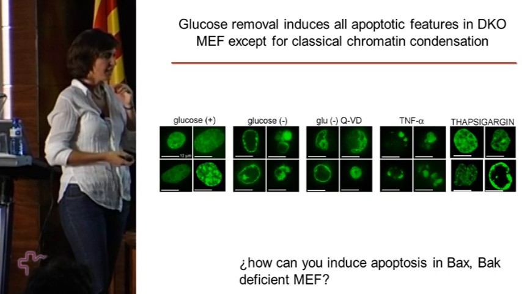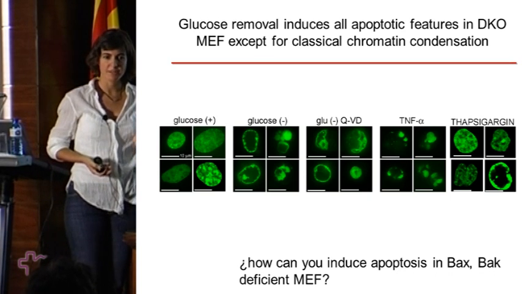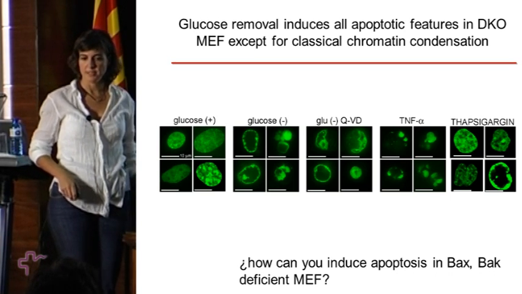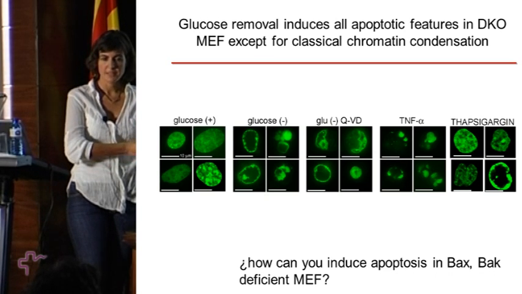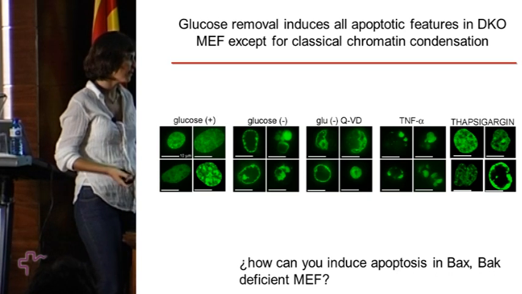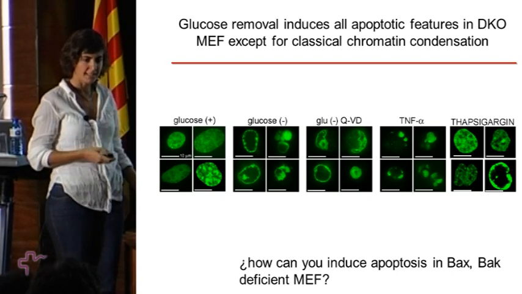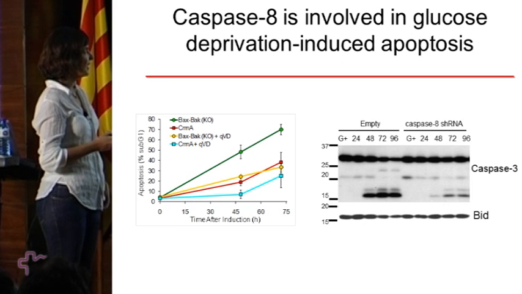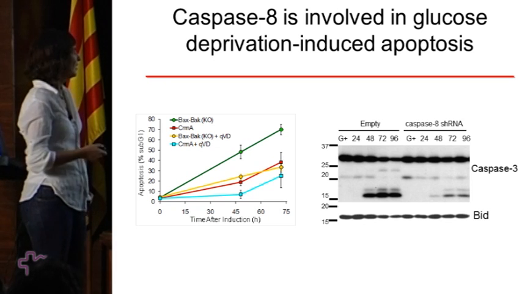But the question was, biochemically, how is it possible that you induce apoptosis in BAX-BAK deficient MEFs? So after a lot of tests to demonstrate that the mitochondrial pathway is totally inactivated, that there's not a problem with our model, that there's not another possibility of an alternative mitochondrial pathway, that caspase-9 is absolutely not involved, we turned to the other initiator caspase, which is caspase-8, the one that is normally engaged by death receptors. And indeed, caspase-8 was the initiator caspase in glucose deprivation-induced apoptosis.